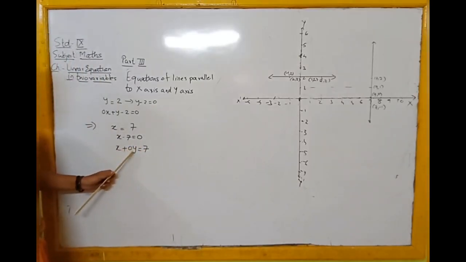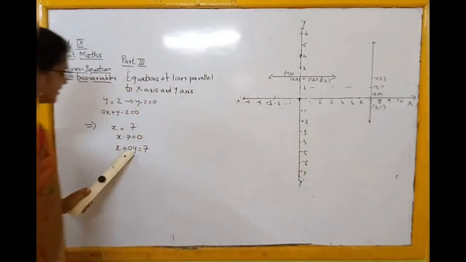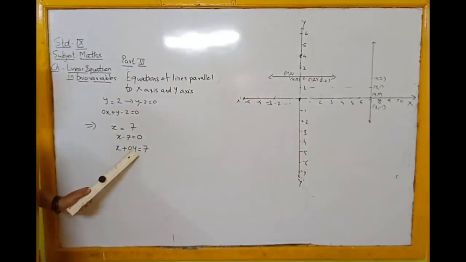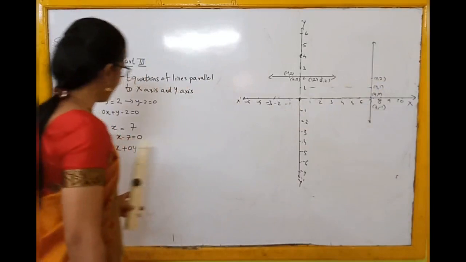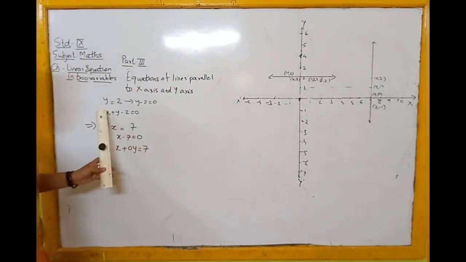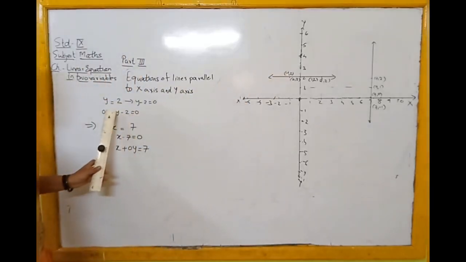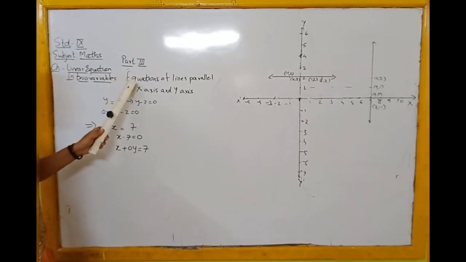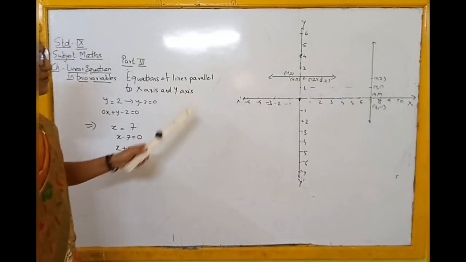For example, suppose you substitute the value of y as minus 1 here. So 0 into minus 1 is 0, so x is equal to 7. Then for y is equal to 2, 0 into 2 is again 0, so x is equal to 7. For the earlier case also, whatever value of x you use, you get the value of y as 2. So here we have studied the equations of lines parallel to x-axis and y-axis.